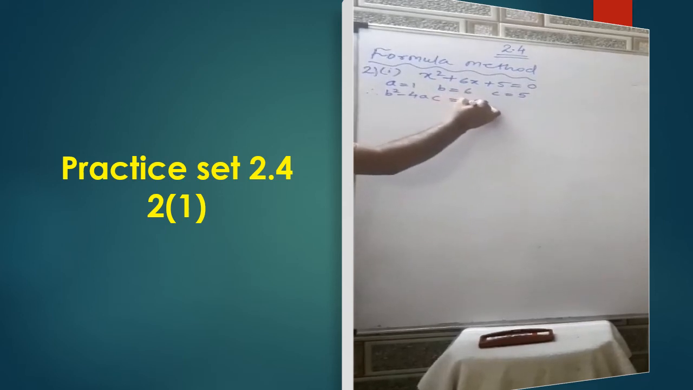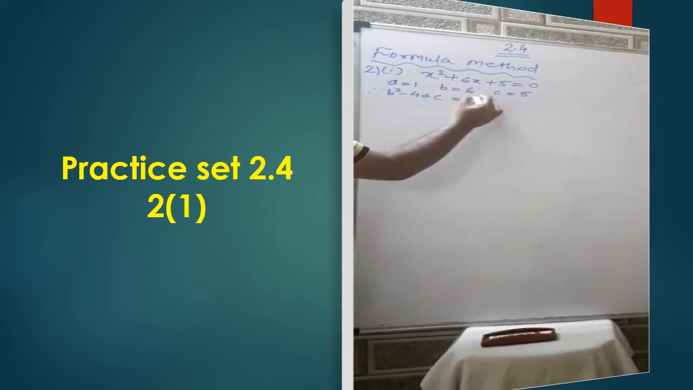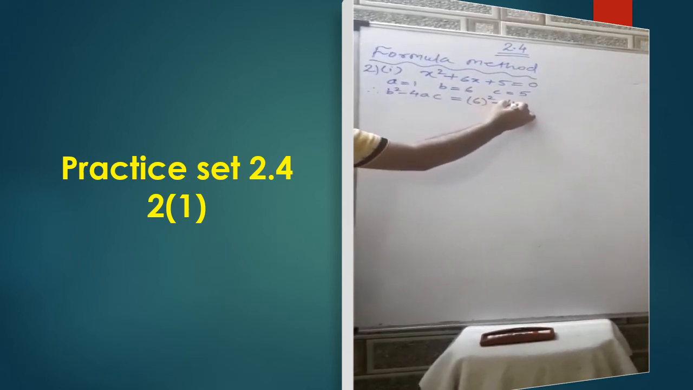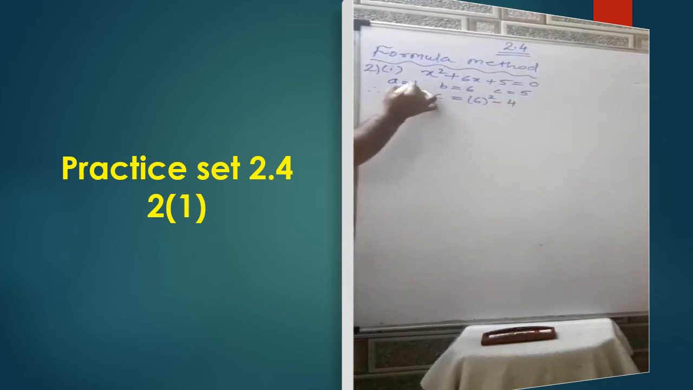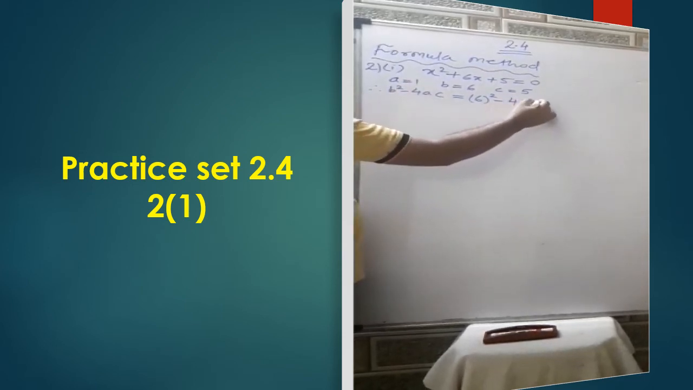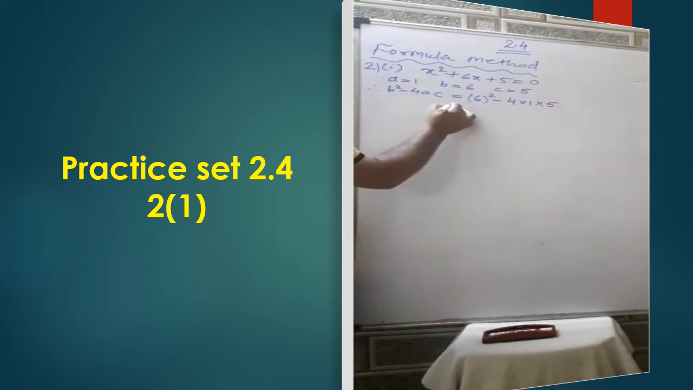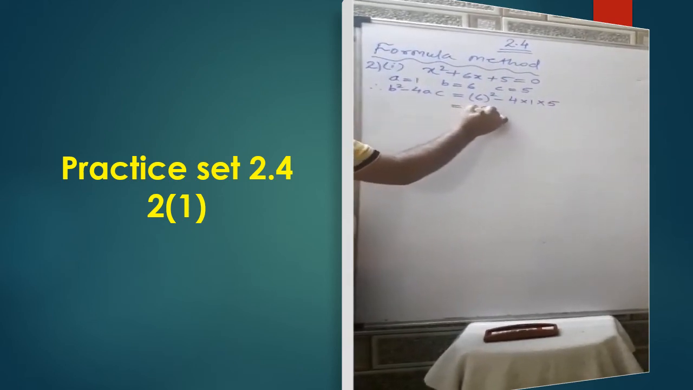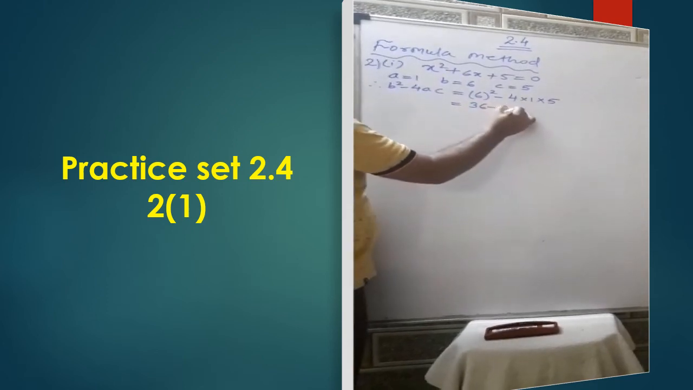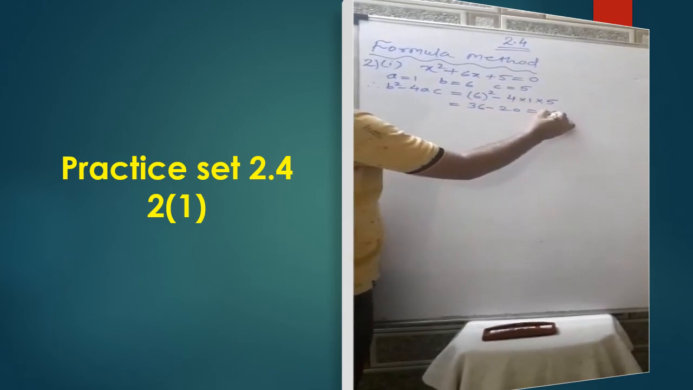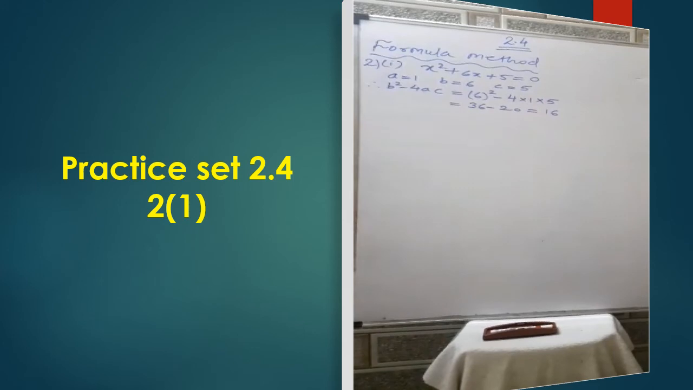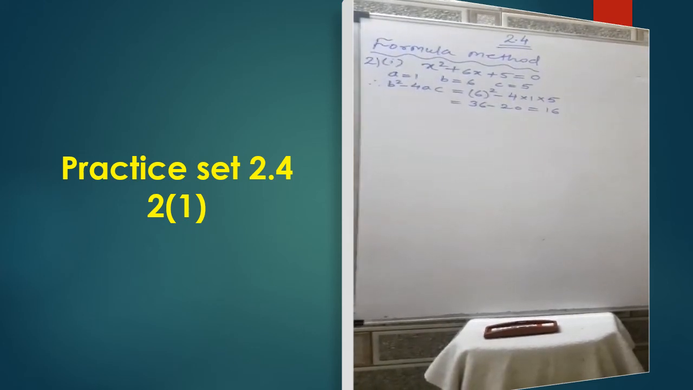What is b? It is 6. So square of 6 minus 4. What is the value of a? 1. So we write 1. What is the value of c? It is 5. So here square of 6 is 36. 4 multiplied with 5 is 20. That equals to 16. Now we use formula.